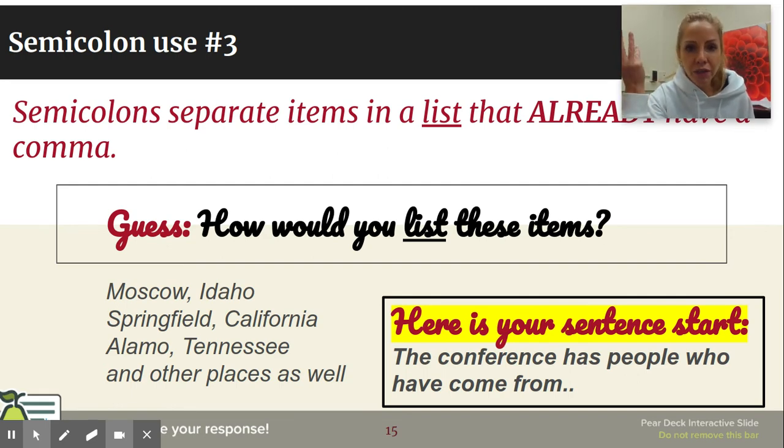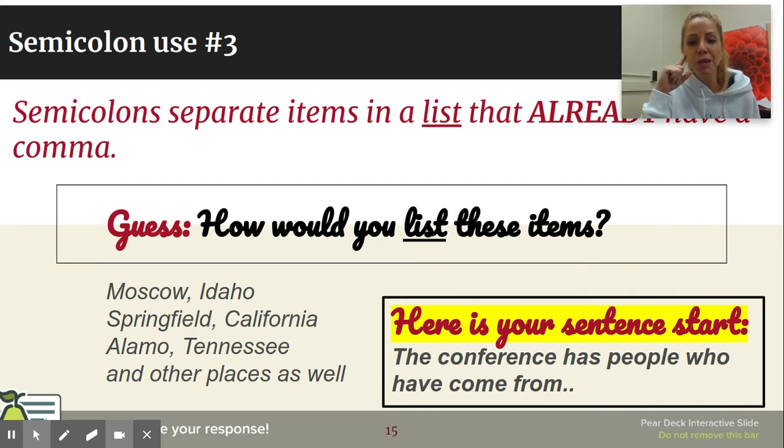I didn't know Springfield, California existed. So if I list all of these things in a sentence and just put commas in between them, that could look like 6 different places, when in reality it's only 3, right? Could look like Moscow, Idaho, Springfield, California, Alamo, Tennessee. In a sentence, that could look like 6 different places, and that's not correct. It's actually 3.